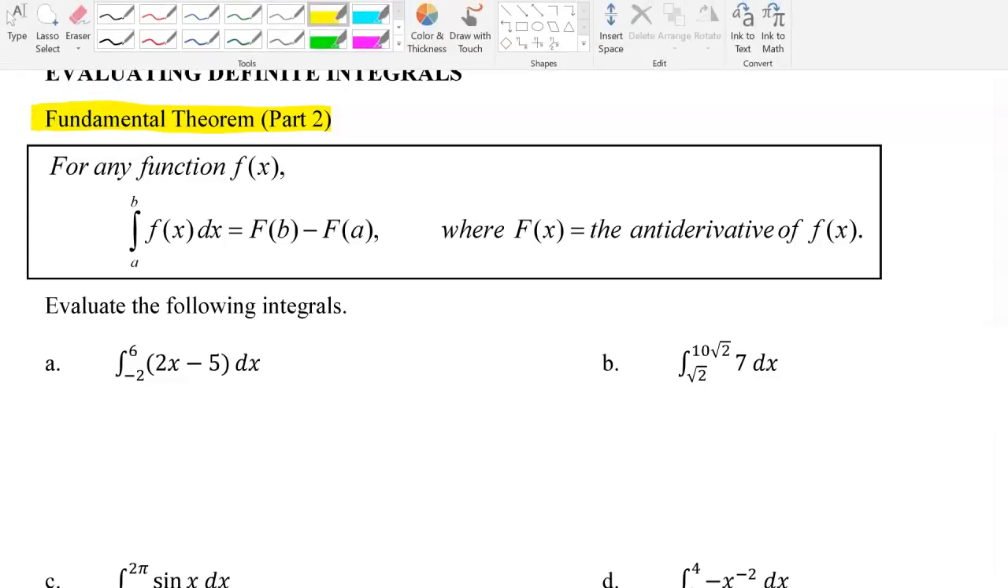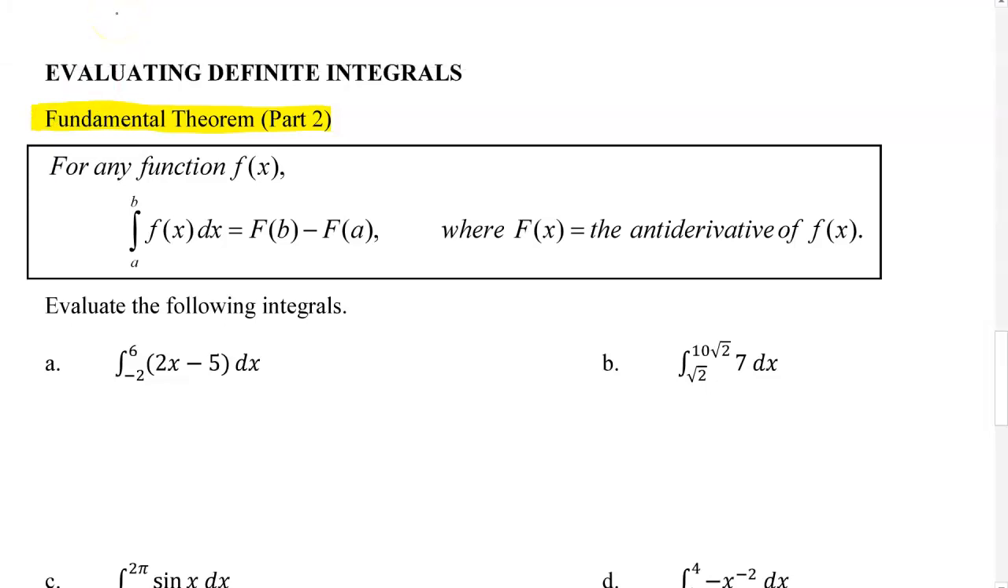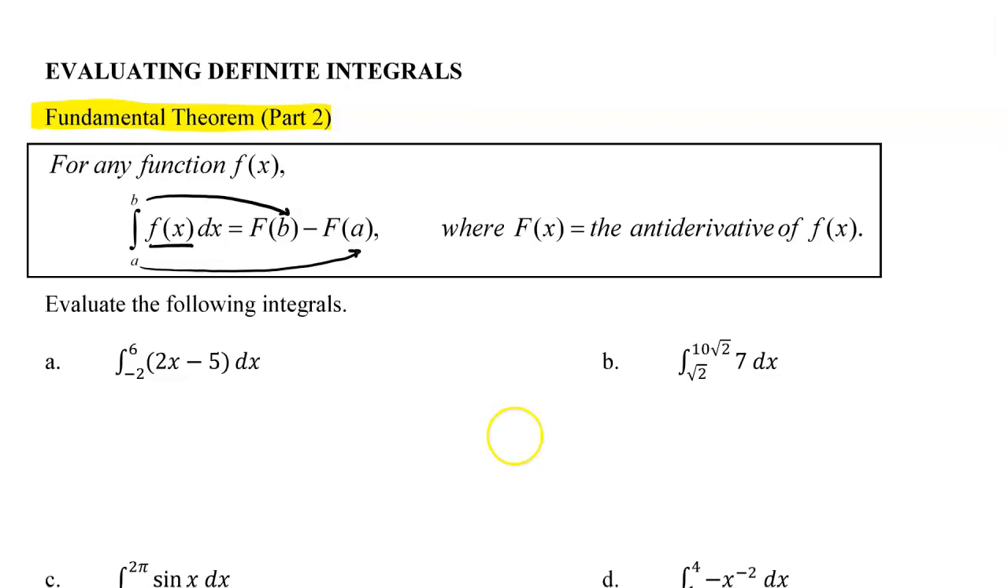So this is part 2 of the fundamental theorem, which tells us that if you want to evaluate the area between the curve and the x-axis, you can evaluate the antiderivative of the function at the upper bound and subtract the antiderivative of the function at the lower bound. Okay, so you're going to find the antiderivative, sub in the upper bound, subtract, sub in the lower bound.